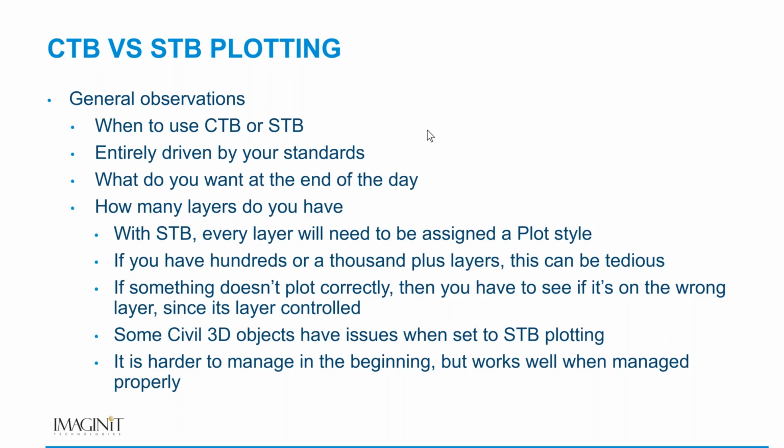If something doesn't plot correctly, then you have to see if it's on the wrong layer, since it's all layer controlled. And this is the big thing: some Civil 3D objects have issues when set to STB plotting, namely fittings in pipe runs, or in pressure pipes. Fittings in pressure pipes generally plot to the color of the object, not the layer that it's on, because it's inheriting the color from another layer. Sometimes we can get around that just by changing the color of the layer to black and it will plot correctly. But just be aware that some Civil 3D objects do have some issues when set to STB.